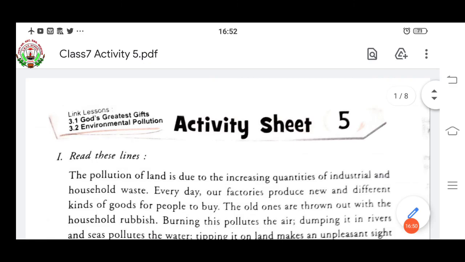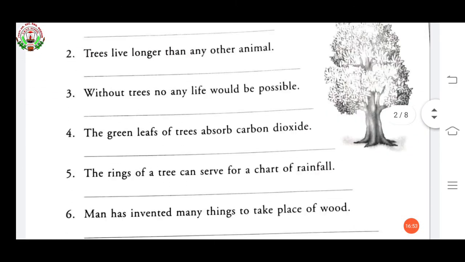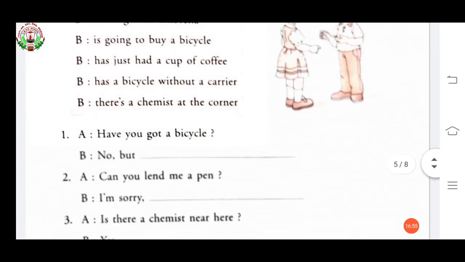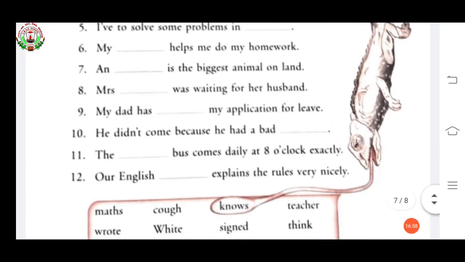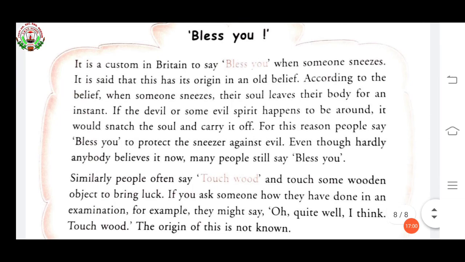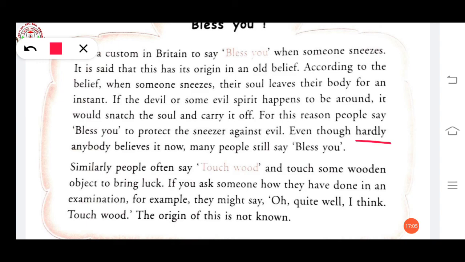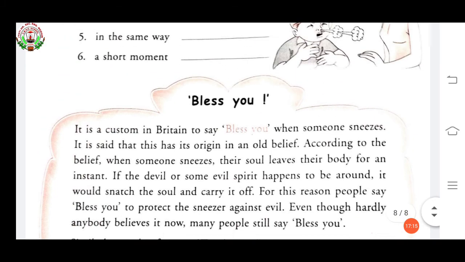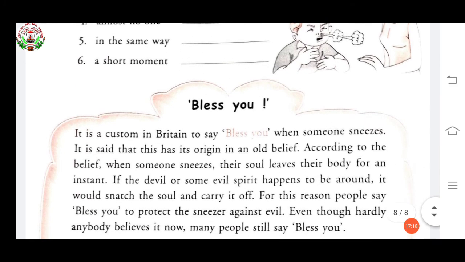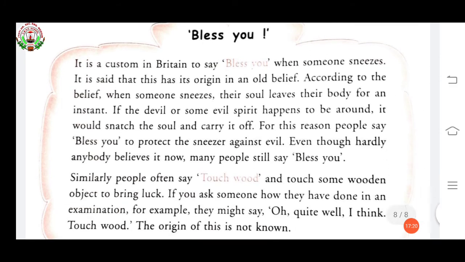Very bad means, wait, see, the last page is open. Very bad means, here it is, hardly. No, very bad means evil. This is the third one, evil. Now the fourth, almost no one. Almost no one means hardly. Okay, almost no one means hardly.